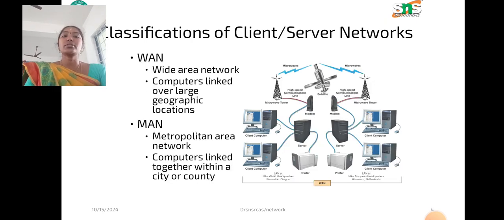Next we are going to see about the WAN, that is the wide area network. Here the computers are linked over large geographic locations. A good example is race course Wi-Fi. Here a router is used, and there are some other routers, and it is connected through satellites, as shown in this diagram.